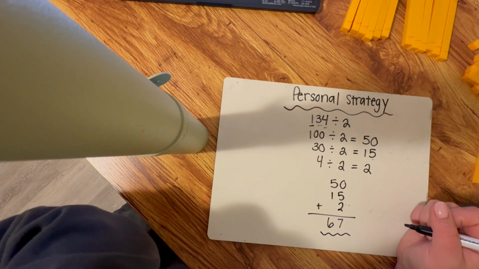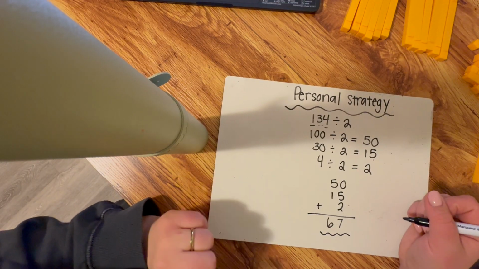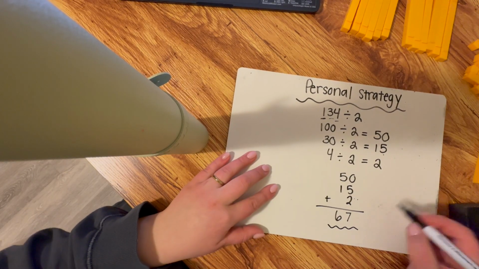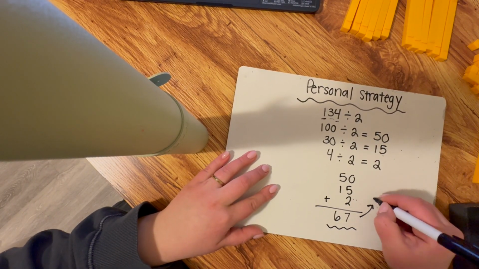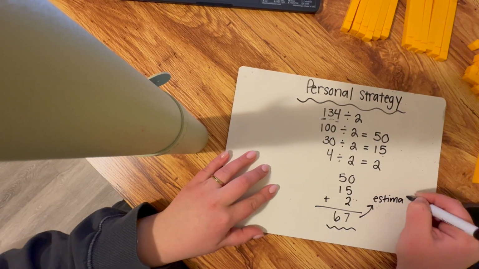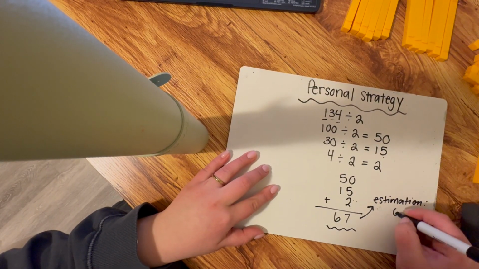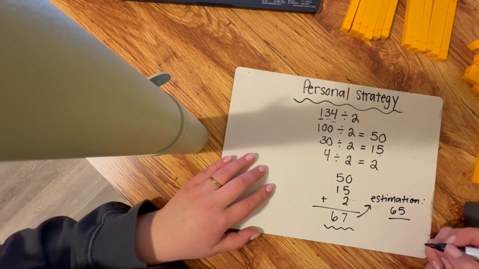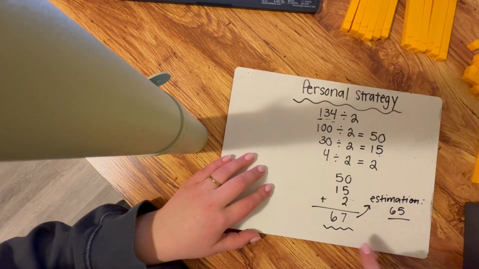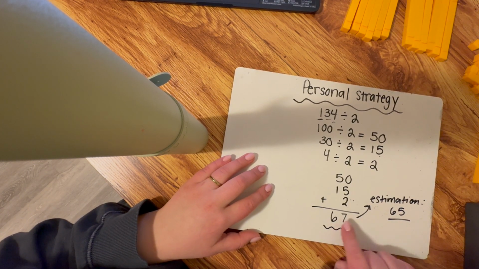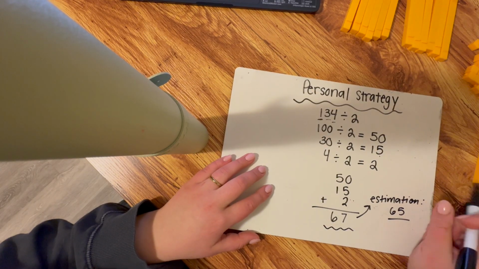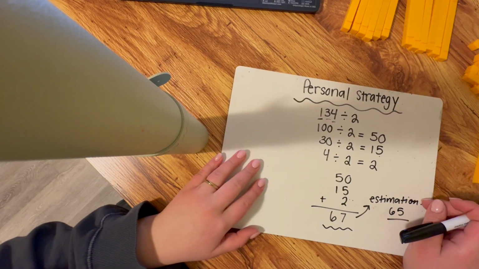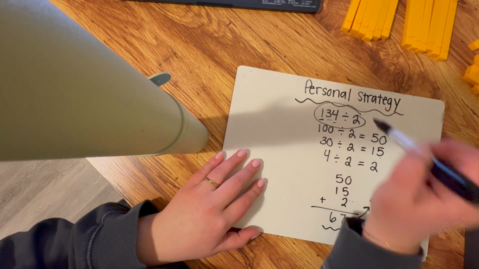No joke or pun was intended for this answer, just so we're all on the same page. But if we revisit my original estimation, it was 65, which I think is pretty good based on how close I was able to get with my estimation to the actual sum using similar strategies. And yeah, that is my division video for 134 divided by 2.